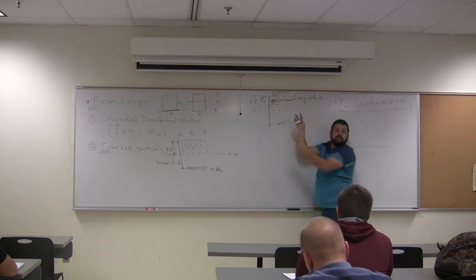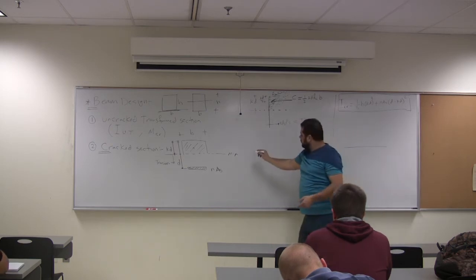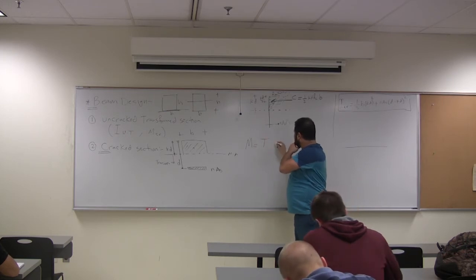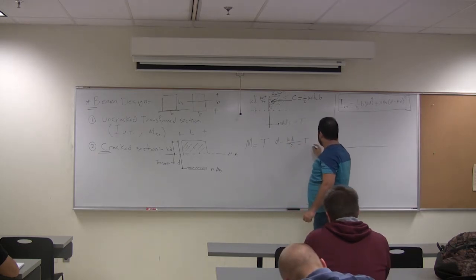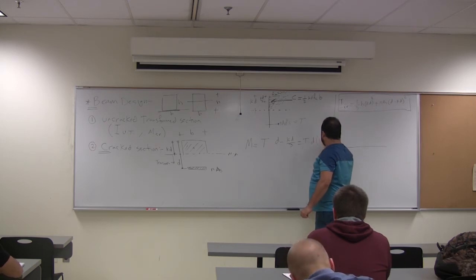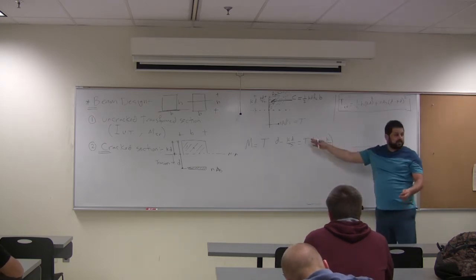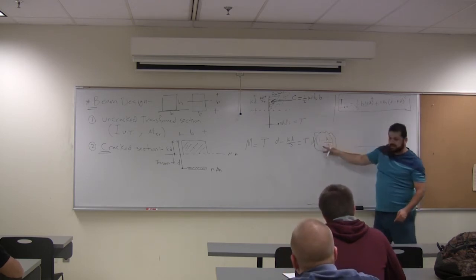Okay. So the moment is T times this distance, or C times this distance, right? M equals T times (d minus kd over 3), equal T d (1 minus k over 3). You agree? Do you agree about this? See this term in here, 1 minus k over 3.